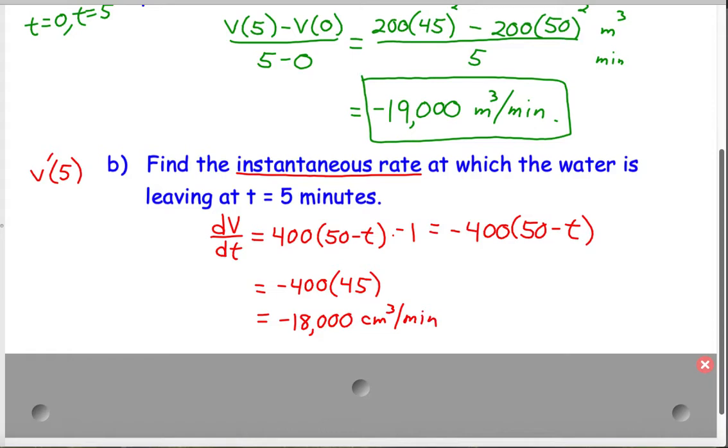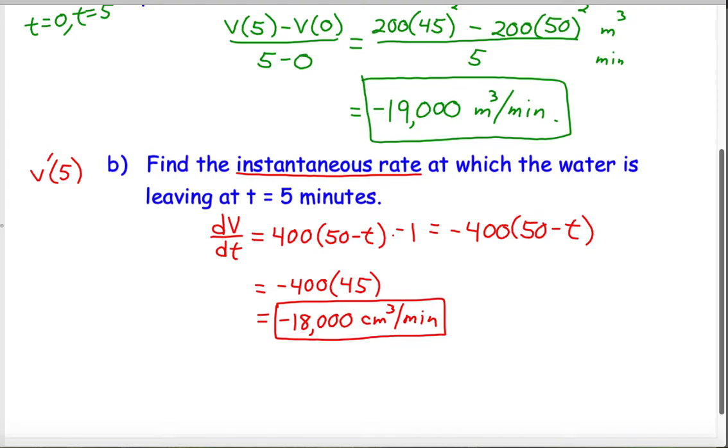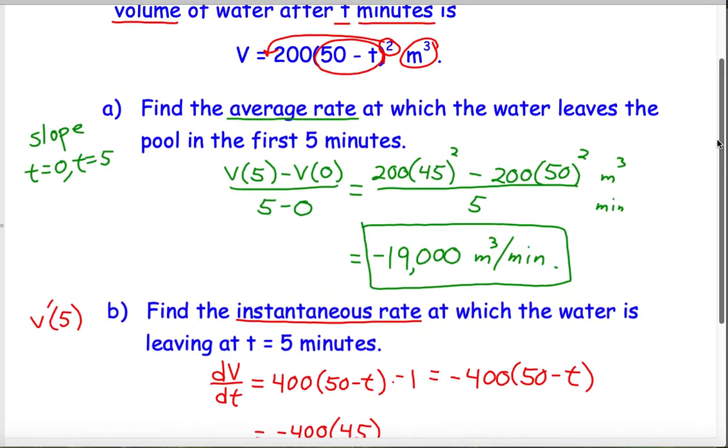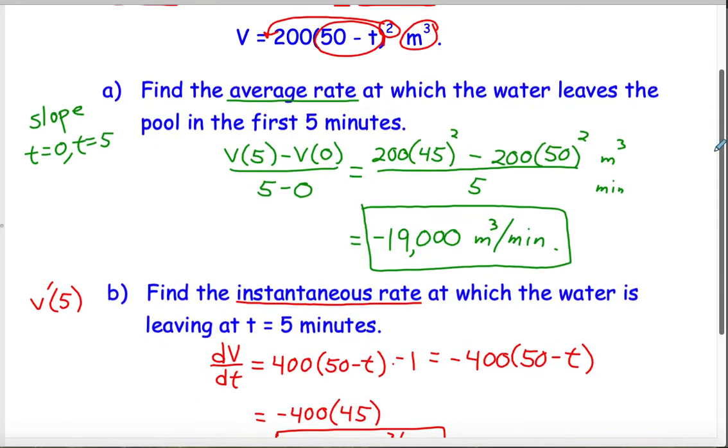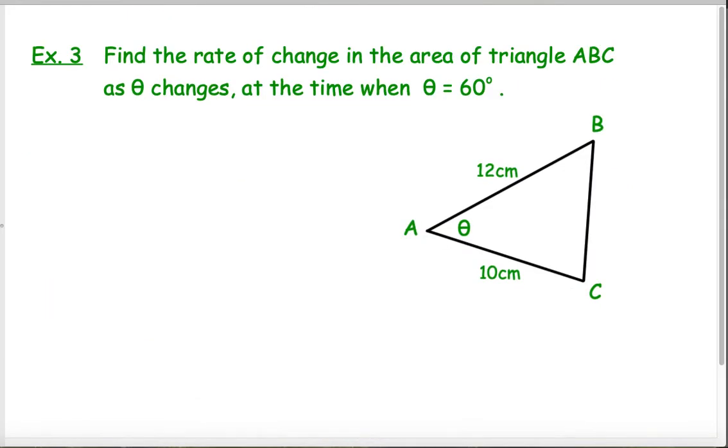So the average rate of change was 19,000 cubic centimeters per minute over those first 5 minutes. But you can see that at the 5-minute mark, it's actually less than that average rate of change. So that's another example of using a function that represents some application and using derivatives to describe what's going on. Let's look at one last example.